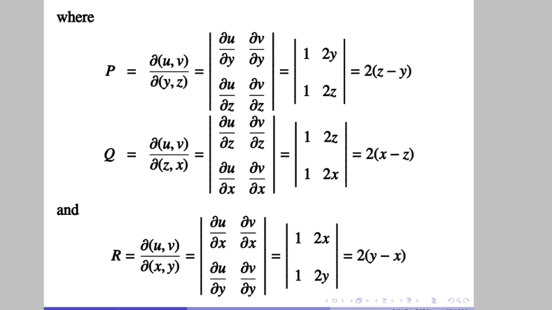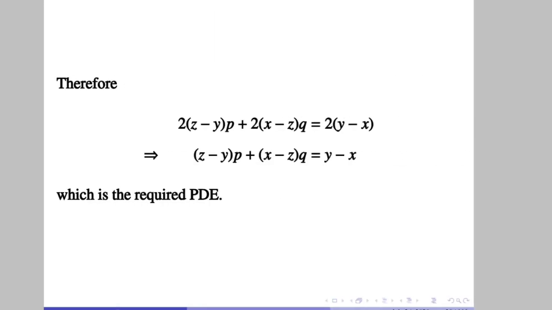And substituting these three values, capital P, capital Q, capital R, in the Pp plus Qq is equal to R equation, we get 2 times (z minus y) small p plus 2 times (x minus z) q is equal to 2 times (y minus x). Dividing throughout by 2, we get (z minus y) p plus (x minus z) q is equal to y minus x.